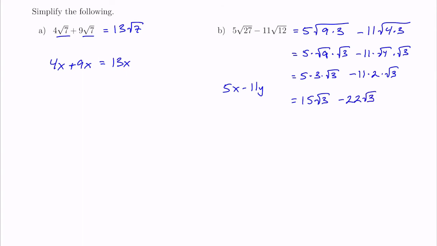Now going back to the original expression, 5 root 27 minus 11 root 12 did not appear to be like radicals. They were not like terms, so we couldn't do anything. But having simplified each radical on its own, we have now transformed this into 15 root 3 minus 22 root 3. And now, because these are both root 3 terms, we can subtract the coefficients. 15 minus 22 is negative 7. So 15 root 3 minus 22 root 3 becomes negative 7 root 3. So the trick when adding and subtracting radicals is don't take the radicals at face value. Always try to reduce a radical, because maybe you will be able to combine like terms.